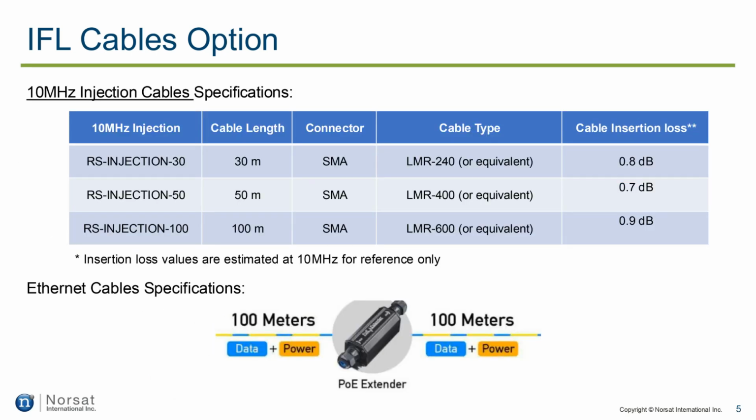Here is a summary showing 10 MHz injection cable specifications, cable type, connector, and cable insertion loss for your reference. Start with the 10 MHz insertion loss, which should be less than 1 dB, since the external 10 MHz source is usually 0 dBm plus or minus 5 dB, while devices, LNB or BUC, require the same level.